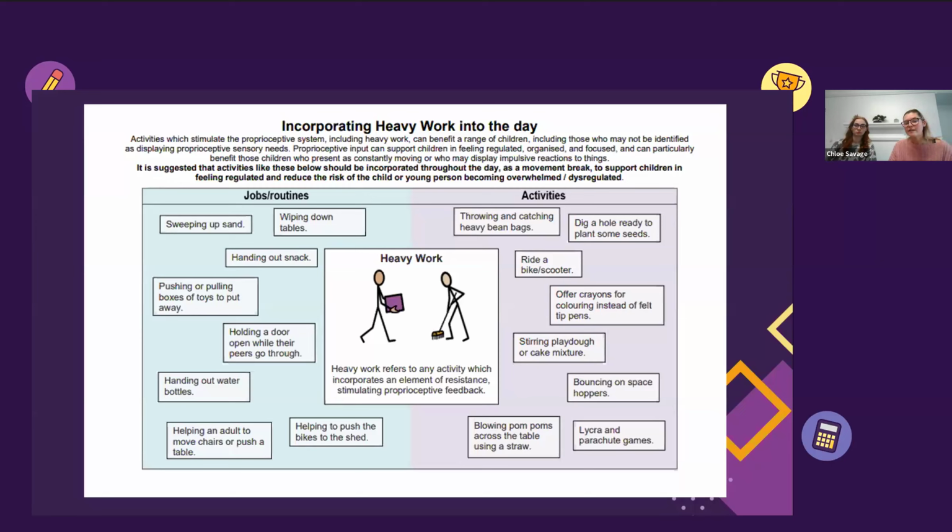You could use crayons for colouring instead of felt tip pens. So switch up the textures, as long as you know that there's not a student who's particularly sensitive to that texture, and let them interact with that physically. Bouncing on things, so can you incorporate something that includes a bit of physical movement in that sense? Again, you can incorporate these things into academic tasks if we think a little bit about how we can do that.